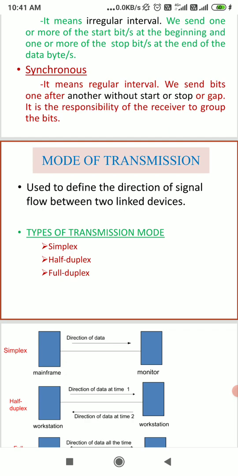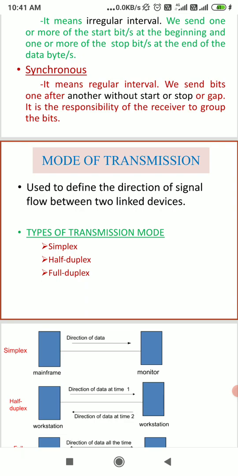mode of transmission. जैसे कि हम बोल रहे हैं, whenever we are supposed to transfer data, we will transfer it, but that will be used to define the direction of signal flow between two linked devices, because we are transferring data from sender to receiver. That will be transferred through a medium. And mode of transmission मतलब क्या है, जिससे हम हमारा sound या फिर picture जो भी है we are sending, that will require some medium.